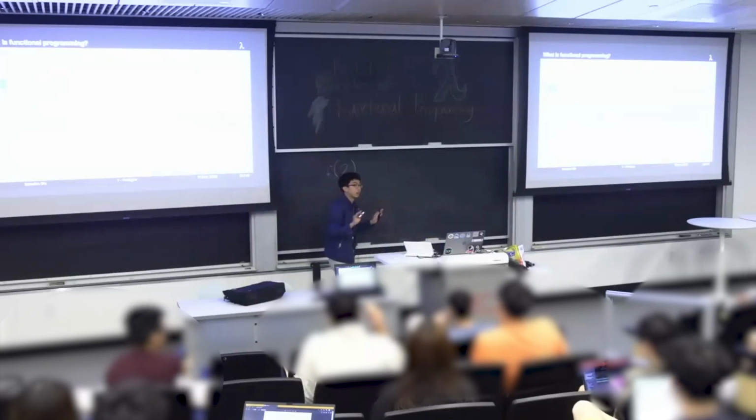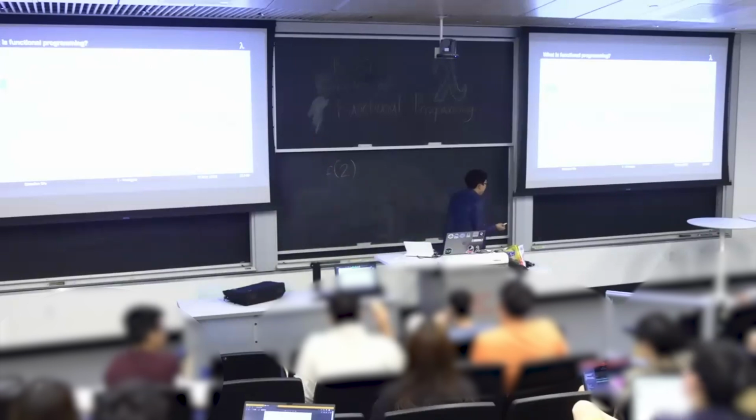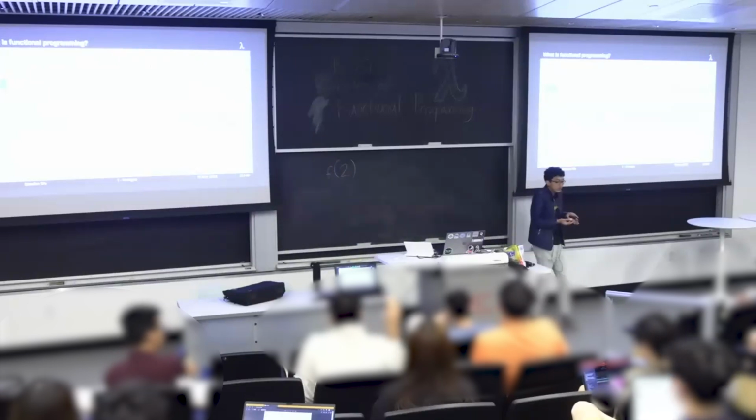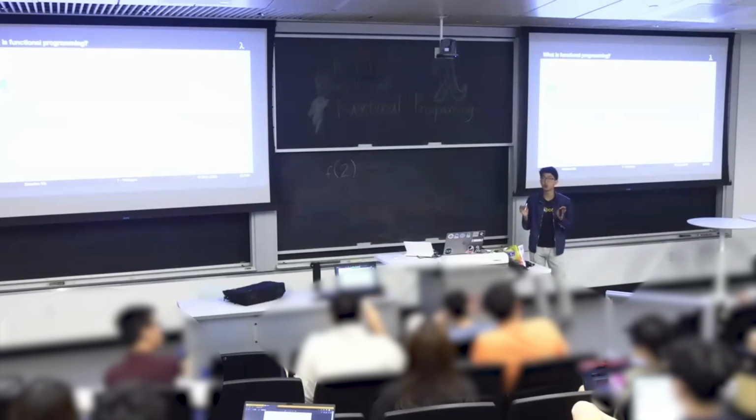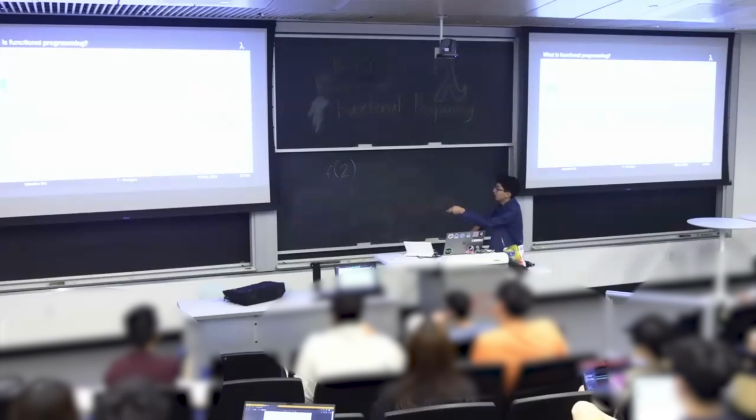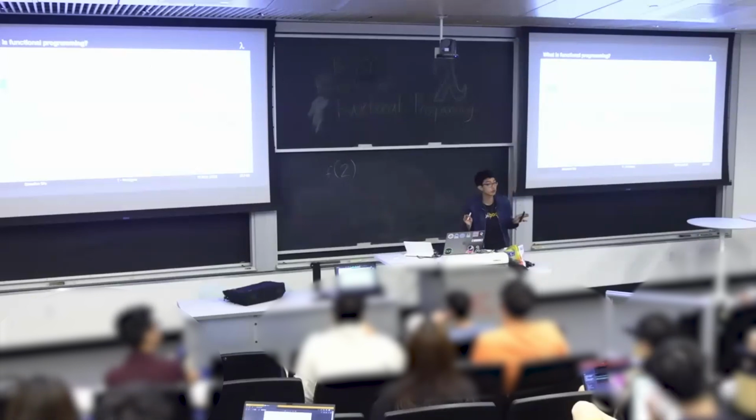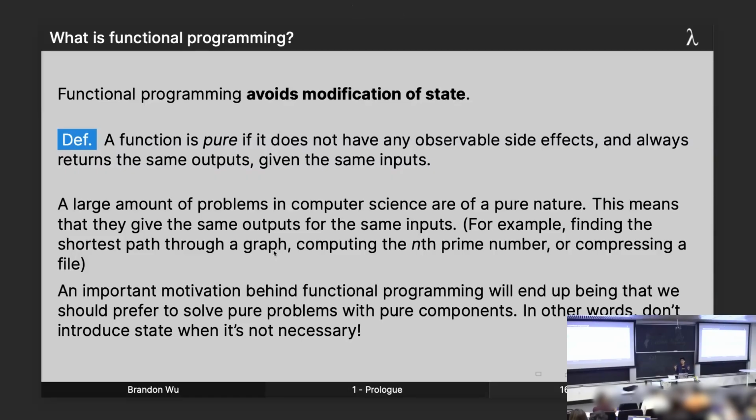It doesn't matter. So the question then becomes, if I'm solving all these problems that are themselves pure, why should I do it with impure components? Why should I introduce state when this problem didn't need any state? I don't need to have any world that's being changed. And I realize I'm talking a little abstractly, but bear with me here. So an important motivation we're dealing with here is we shouldn't introduce state when it's not necessary. When I don't need to be impure, don't do it.